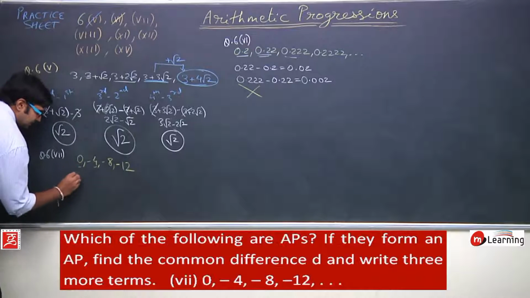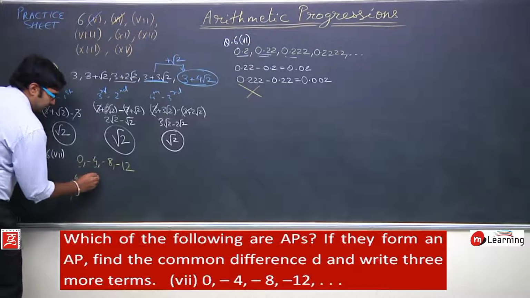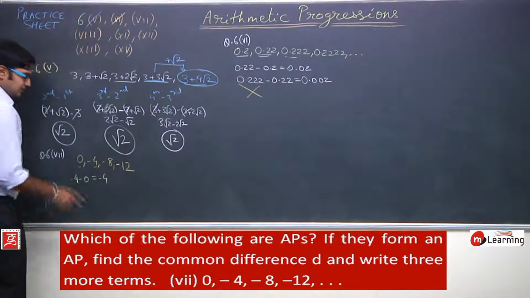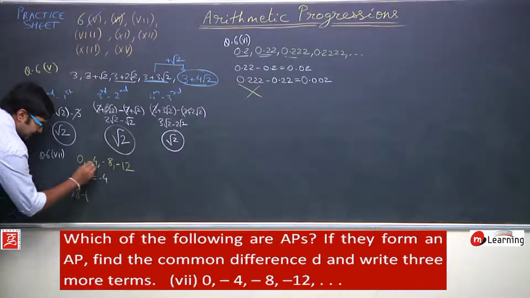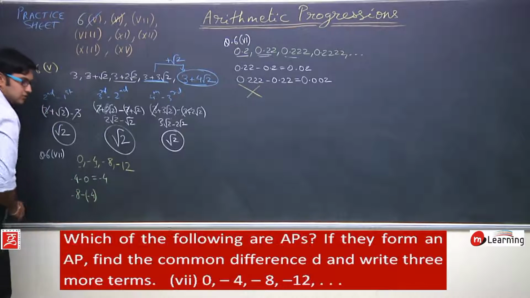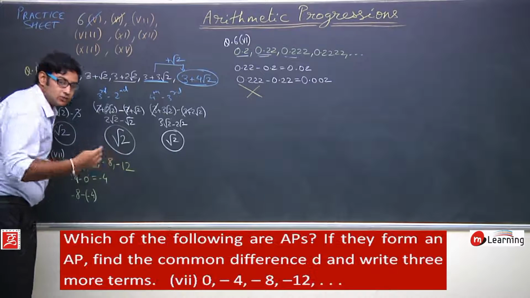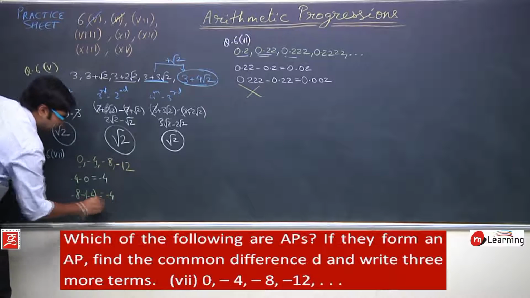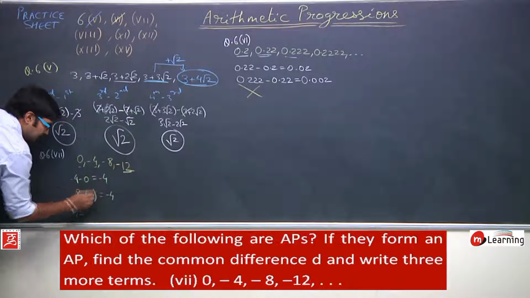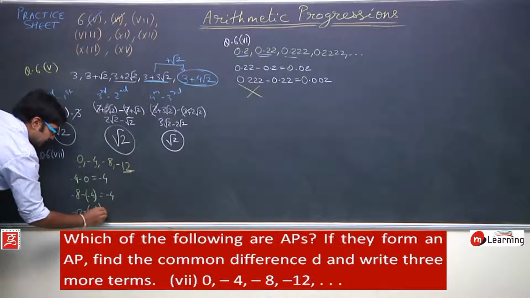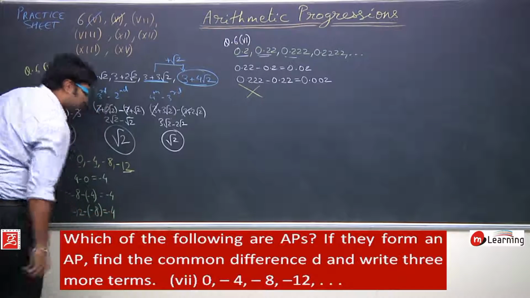Second term minus first term, second term is -4 and first term is 0. So -4 minus 0 is -4. Then third term minus second term, third term is -8, then second term is -4. So -8 minus of -4, it means -8 plus 4. So this will give you again -4 only. Then -12, that is fourth term minus third term, -8. So -12 plus 8 will give you -4.